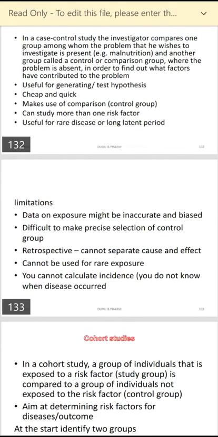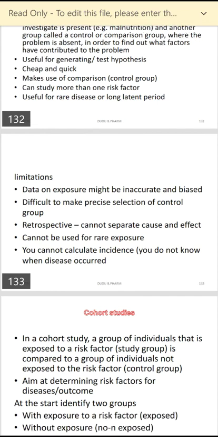Limitation. Data on exposure might be inaccurate and biased. Difficult to make a precise selection of the control group. Retrospective. Cannot separate cause and effect. Cannot be used for rare exposure. You cannot calculate incidence. You do not know when the disease occurred.